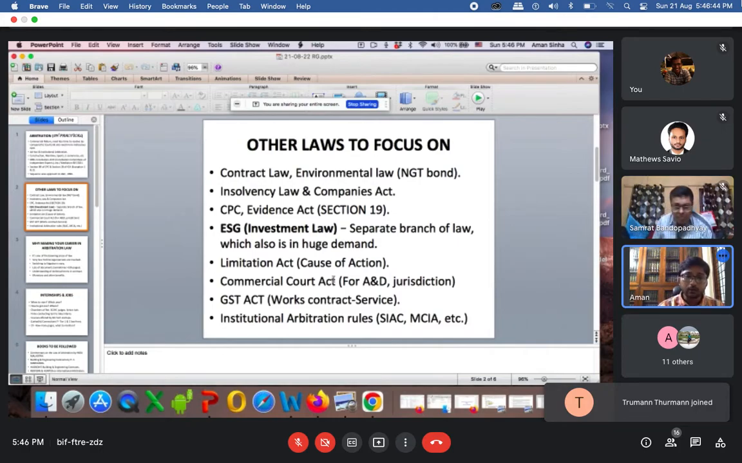Also in terms of jurisdiction, this Commercial Court Act came in 2015. Every high court has to maintain its own commercial division or commercial bench, in the high court or in the lower court. So when matters like section 34, which is for setting aside of award, or section 37, which is the appeal part, go to court, they will go to the commercial division of the court.